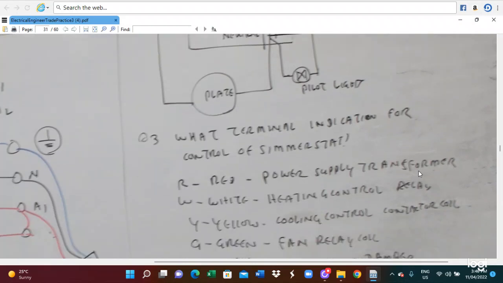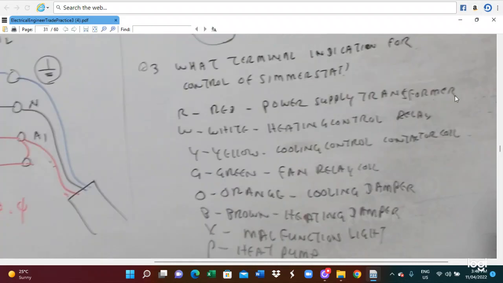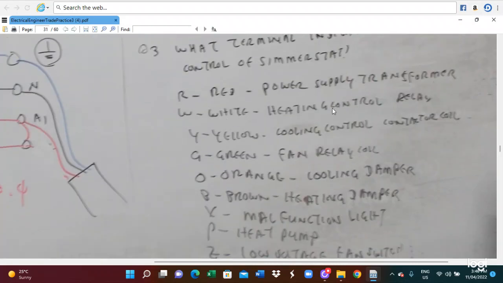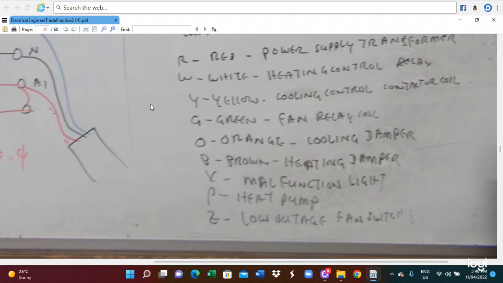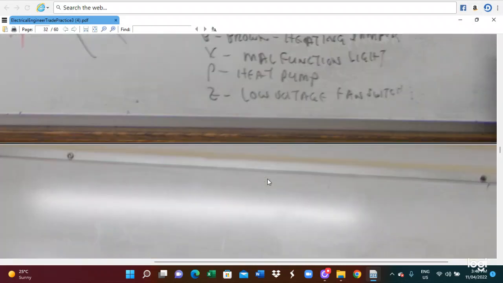Which terminals are indicated for the controls or thermostat? In this case, R is the red power supply transformer. W is the white heating control relay. Y is yellow, the cooling control, and G is green for the fan relay control. O is orange, the cooling damper. B is brown, the heating damper. One terminal is a malfunction light. One is the heat pump, and Z is a low voltage fan switch. So these are the components of the thermostat.